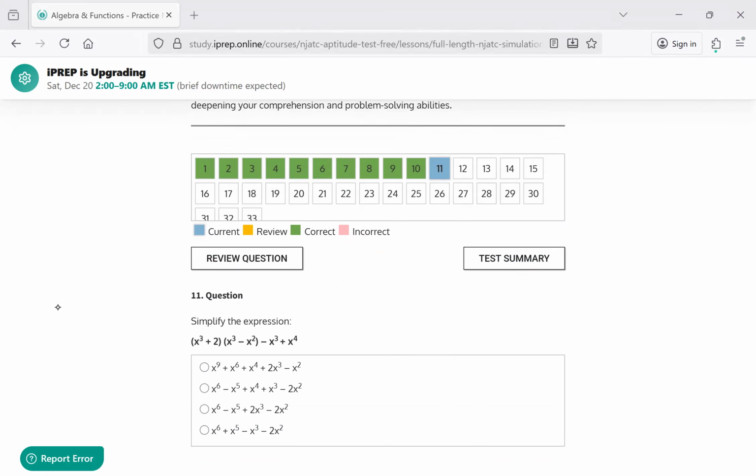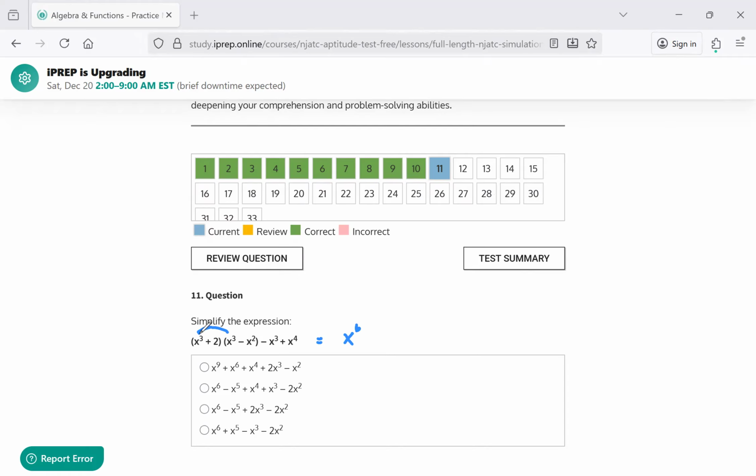Simplify the expression. Just like this other one, we have to FOIL it out and collect like terms. So go ahead and FOIL it out and collect like terms. Over here, what is x cubed times x cubed? x to the 6, right? x cubed times x cubed is x to the 6.